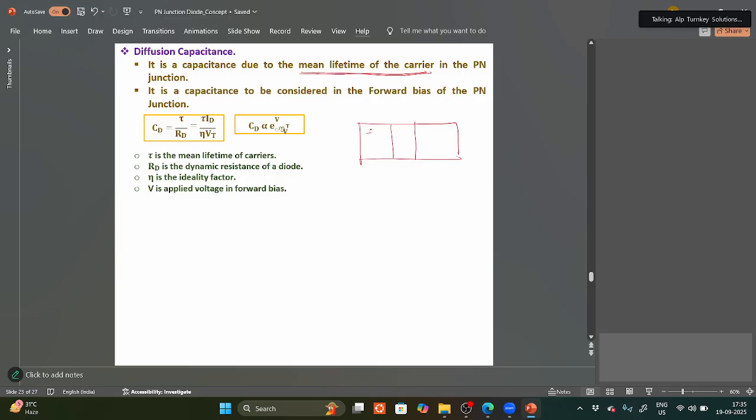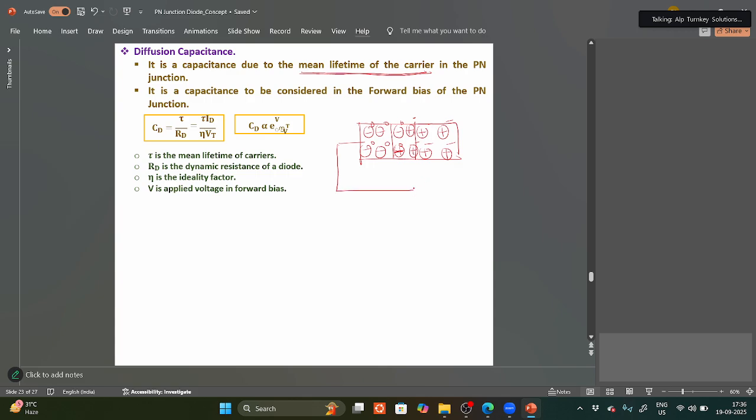Here negative ions are there, and here positive ions are there, along with negative ions. There are holes here, and here electrons are there. So during no bias condition, what happens? These will recombine, and that will disappear.